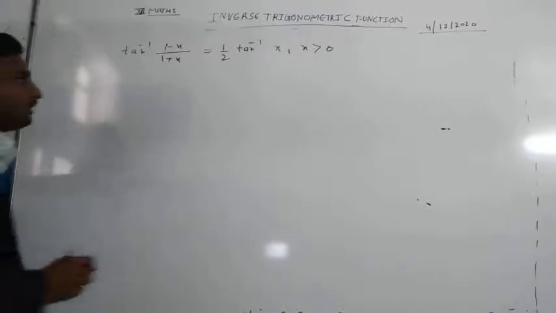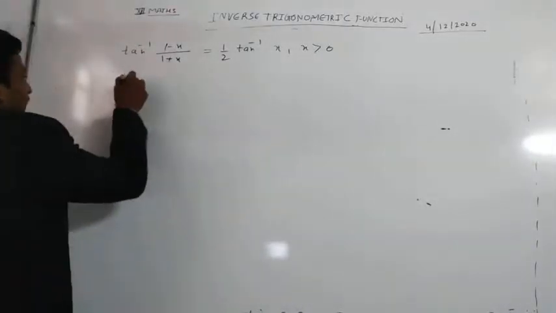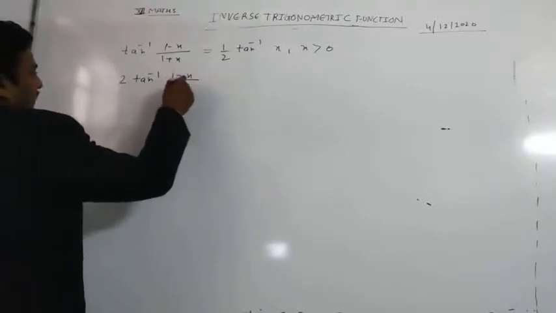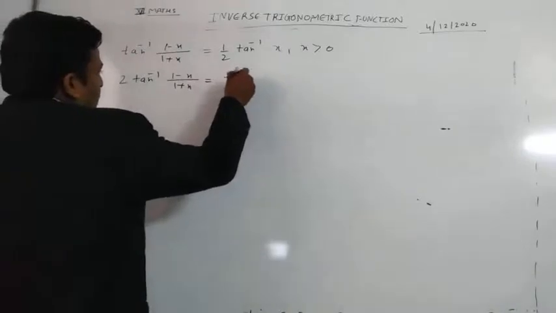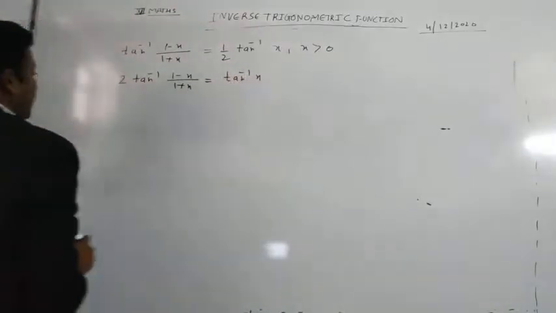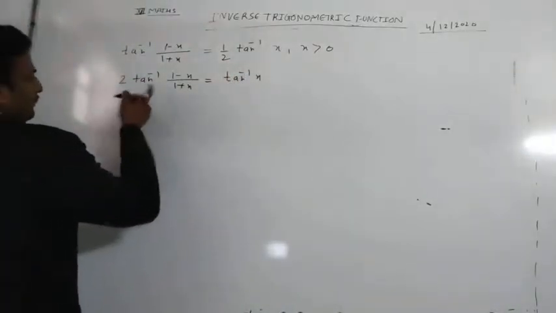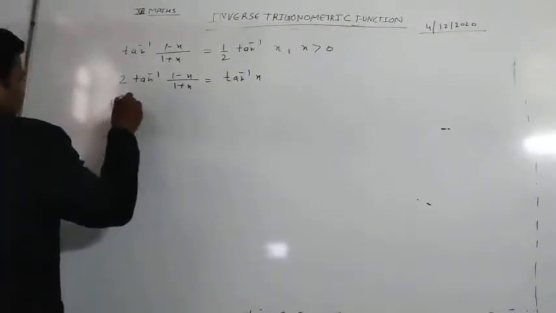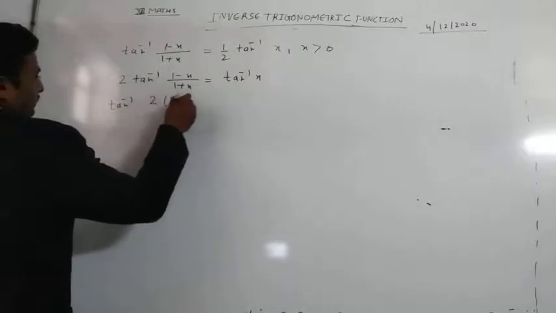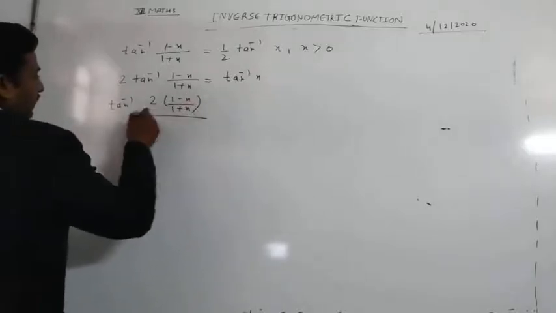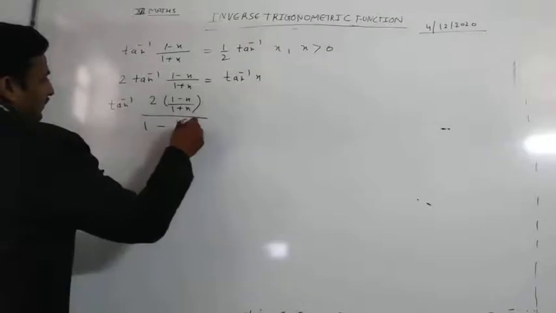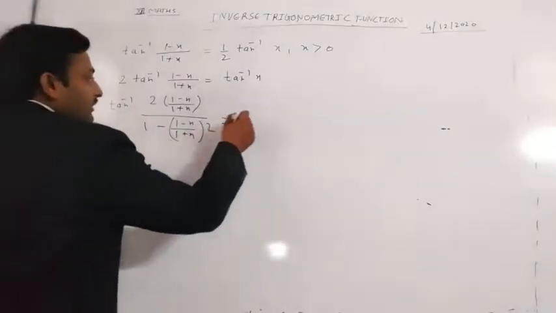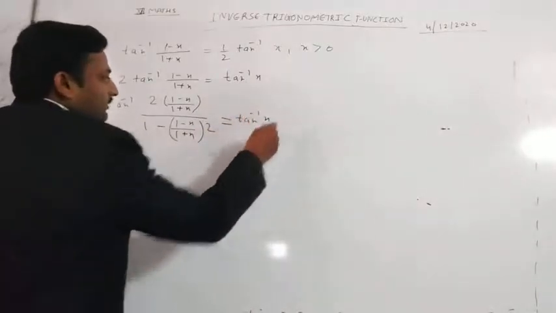Okay, so first we will send this 2 to the left hand side: 2 tan inverse of (1 minus x by 1 plus x), which is equal to tan inverse x. Now we will apply the formula for 2 tan inverse x in the form of tan inverse. So tan inverse of 2x upon 1 minus x square, where x is (1 minus x by 1 plus x), whole square, which is equal to tan inverse x.